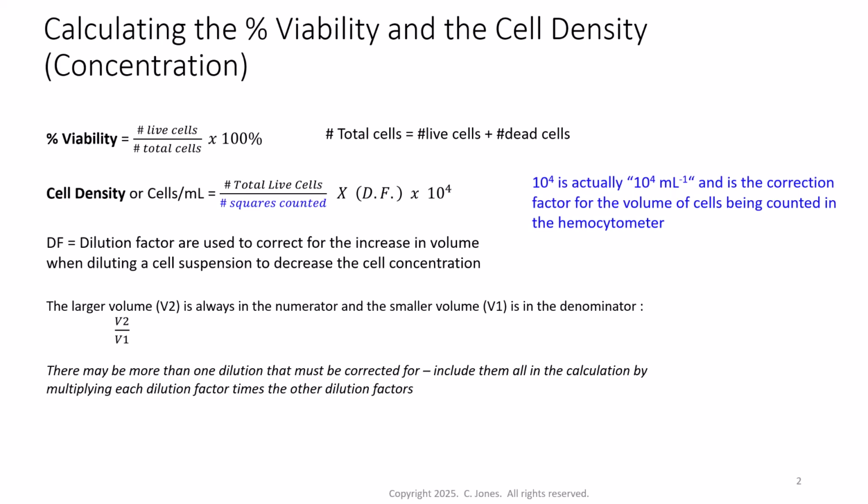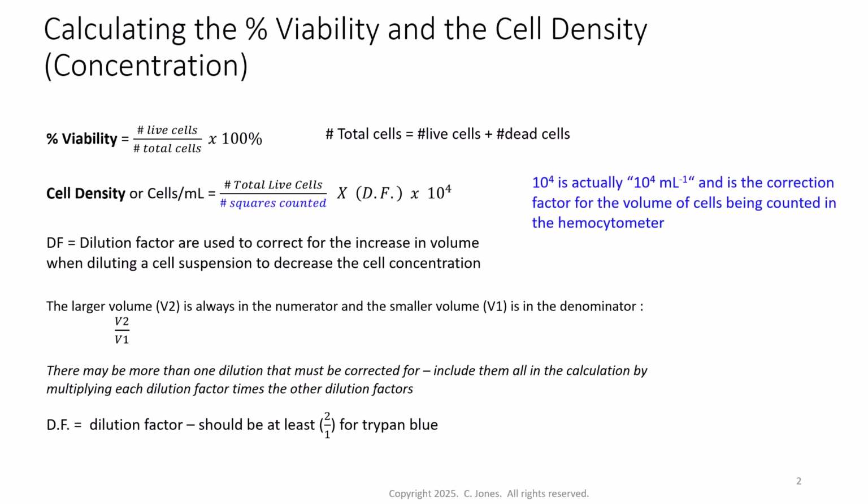There may be more than one dilution that must be corrected for, and we have to include all of them in the calculation by multiplying each dilution factor times the other dilution factors. We're going to illustrate this with some examples specifically dedicated to calculating dilution factors before we actually get into a calculation of cell density and percent viability.